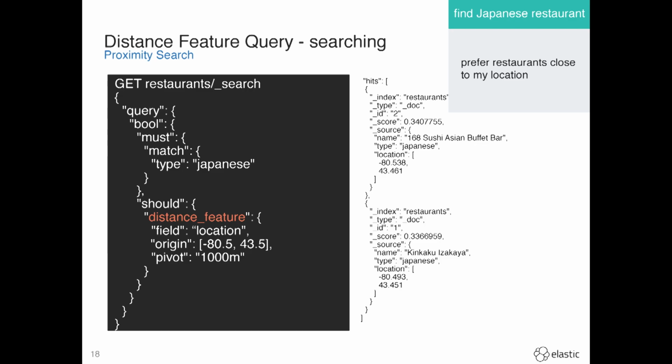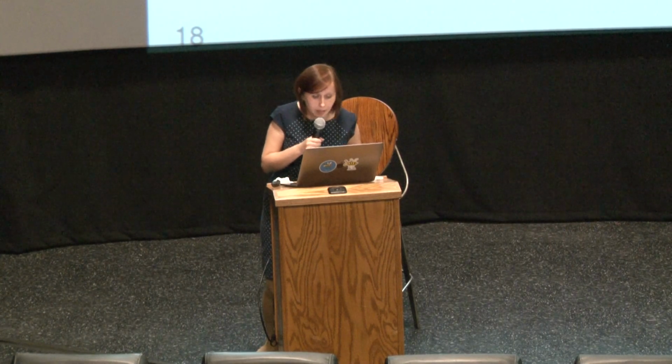So after 1 kilometer, the score will be 0.5, and the maximum score that this query can produce will be 1. And then after running this query, I'll get results. And as you see, the restaurants that are closest to my location will come up as top results, as top hits.